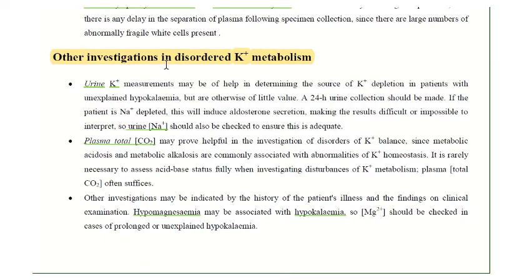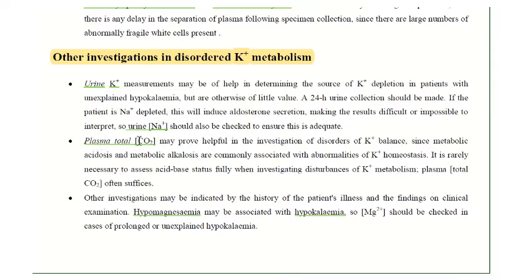وهناك other investigations in disordered potassium metabolism. مثلا urine potassium measurements may be of help in determining the source of potassium depletion in patients with unexplained hypokalemia, but are otherwise of little value. A 24-hour urine collection should be made. If the patient is sodium depleted, this will induce aldosterone secretion, while making the result difficult or impossible to interpret. ولهذا urine sodium concentration should also be checked to ensure this is adequate.